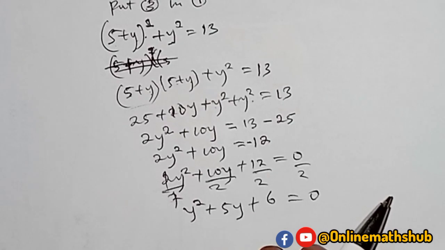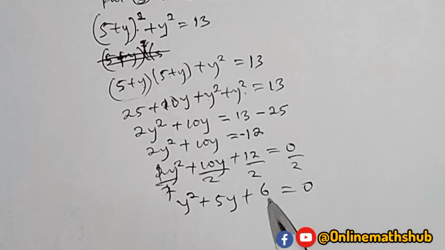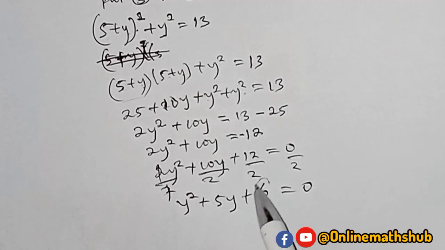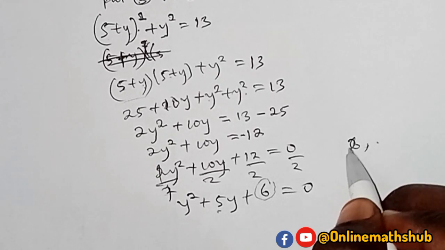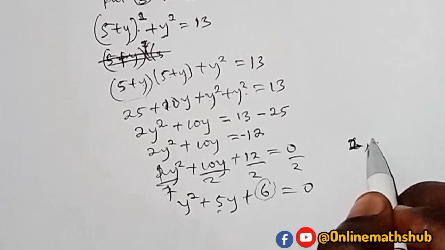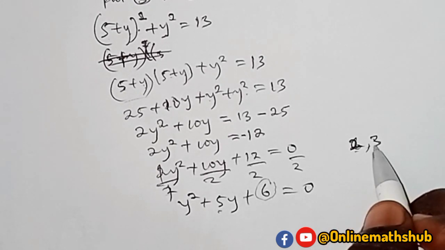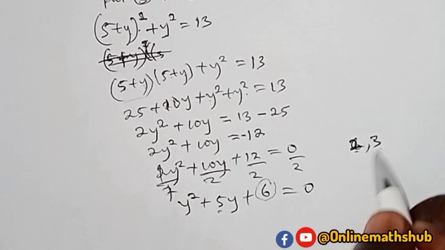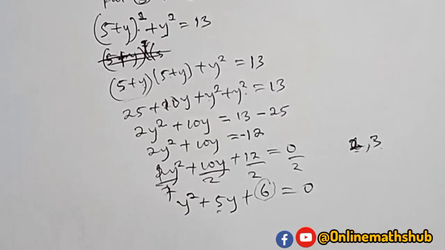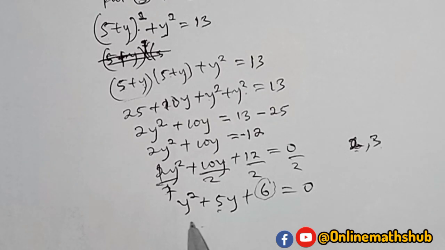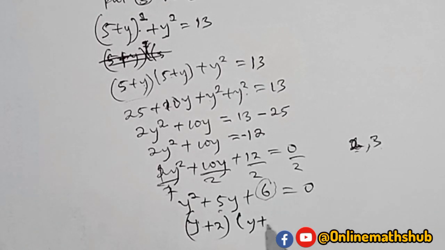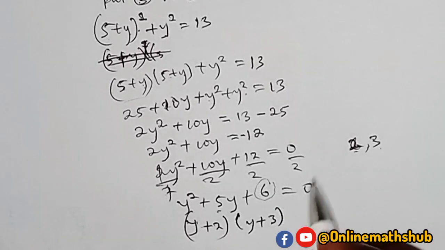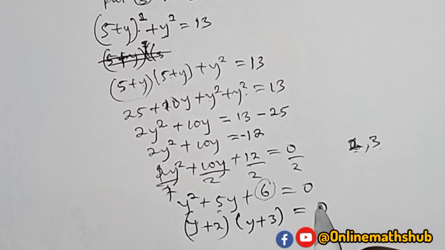Okay, so I can look for two numbers that when I multiply them, they give me 6, and when I sum those two numbers, they give me 5. Those two numbers are 2 and 3. 2 times 3, these are all positive, 2 times 3 is 6, and 2 plus 3 will give me 5. So what I'm going to have is (y plus 2) and (y plus 3), those two numbers I've just found, and it is equal to 0.